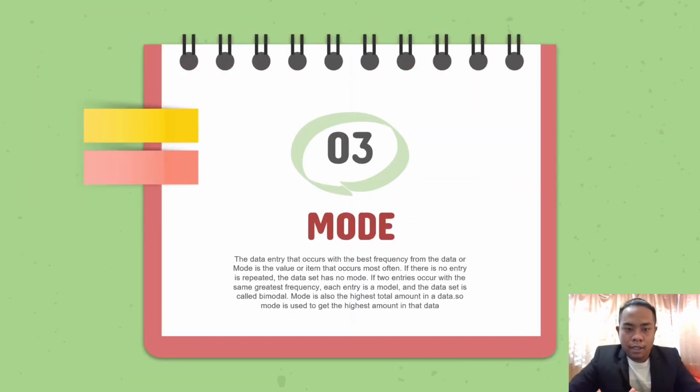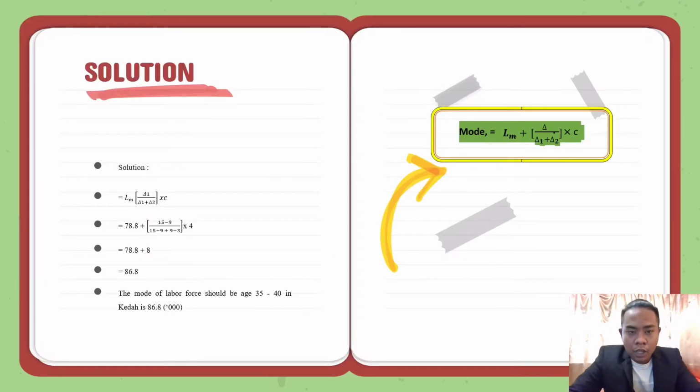So last is the mode. We go to the solution, which is 78.8 plus (15 minus 9) divided by ((15 minus 9) plus (9 minus 3)), times 4, and then we have 78.8 plus 8, and the answer is 86.8.